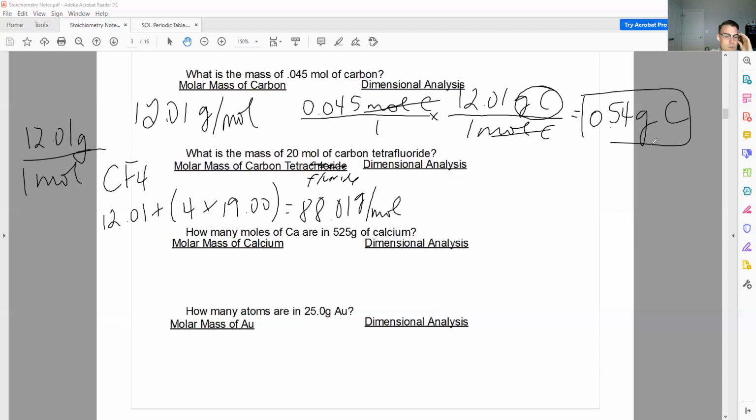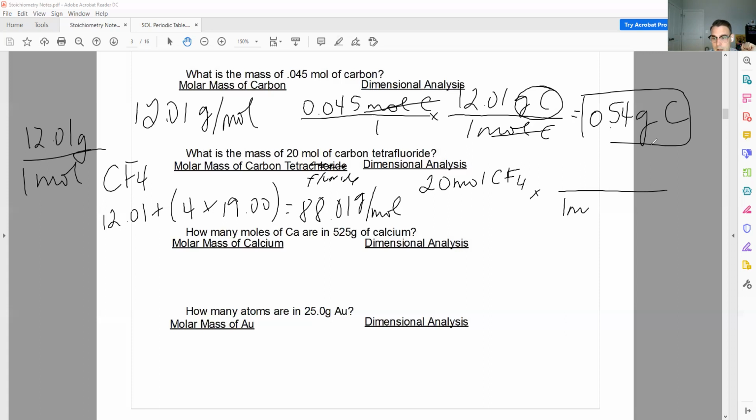If you don't remember how to do molar mass, just go back to the previous module where we did it. I think it was module 2, and you can get a refresher on how to do molar mass. Okay, so I've got my molar mass there. Again, I'm going to start with what I'm given, 20 moles of CF4. And I really want to make sure that I'm including the thing I'm talking about. So I'm talking about CF4. So I'm going to make sure I include CF4 in there, in my problem.